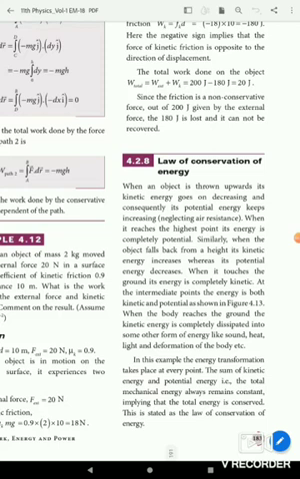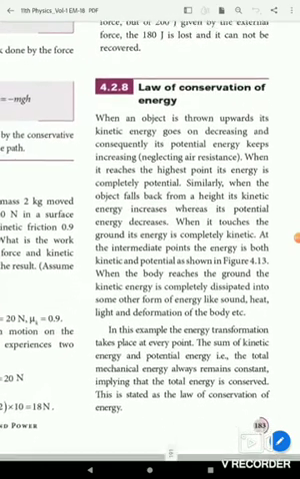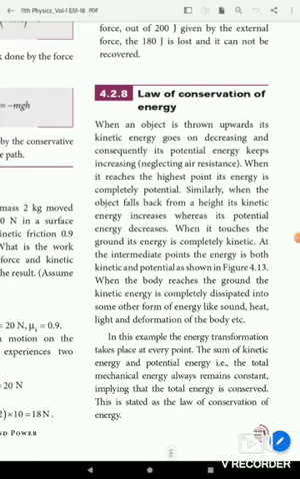Similarly, when the object falls back from a height, its kinetic energy increases whereas its potential energy decreases. When it touches the ground, its energy is completely kinetic. At the intermediate points, the energy is both kinetic and potential. When the body reaches the ground, the kinetic energy is dissipated into some other form of energy like sound, heat, light, and deformation of the body, etc.